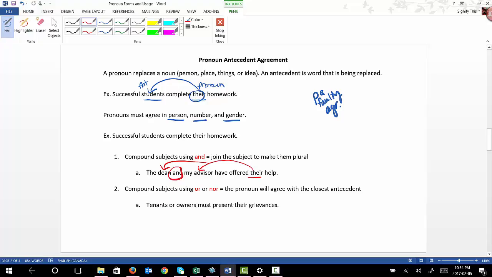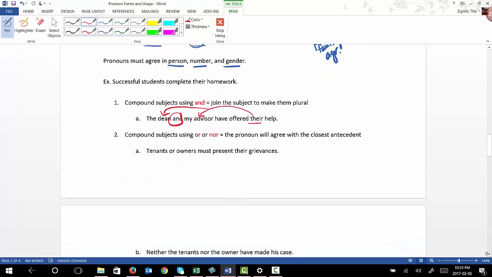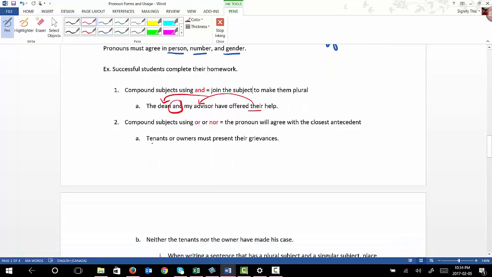Compound subjects using or or nor: the pronoun will agree with the closest antecedent. This is the same thing as subject-verb agreement. Okay, so we have tenants or owners. The main thing that we want to look at here is what is being used, and or is being used, which means that we're only going to concern ourselves with this subject. So this is plural. Owners is plural, which means that we are going to say their.